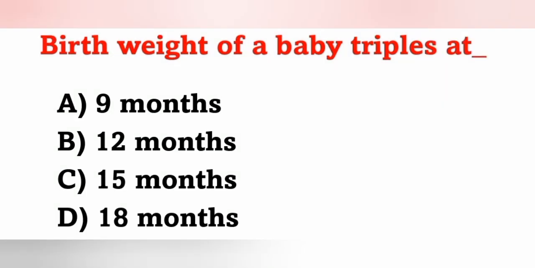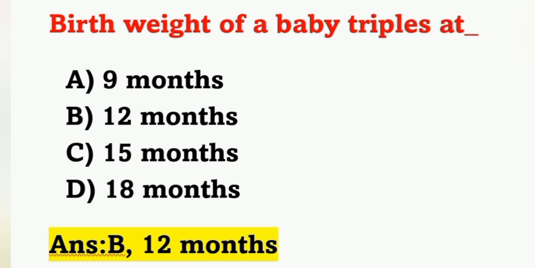And the next question, birth weight of a baby triples at option A, 9 months, option B, 12 months, option C, 15 months, and option D, 18 months. Birth weight of a baby triples at 12 months. The average birth weight of a newborn is about 2.5 to 3 kg, it doubles at the age of 5 to 6 months, and it triples at the age of 1 year. Okay, here 12 months is there, so that is the correct answer.